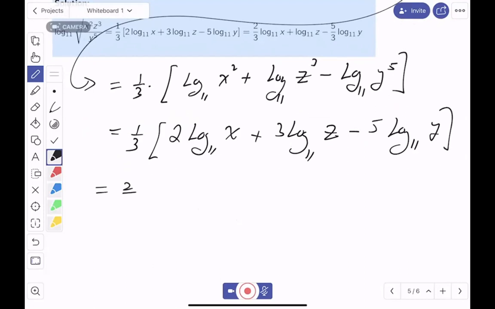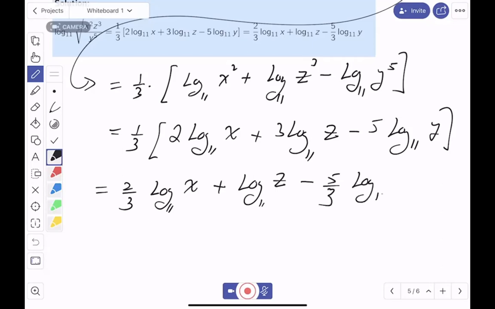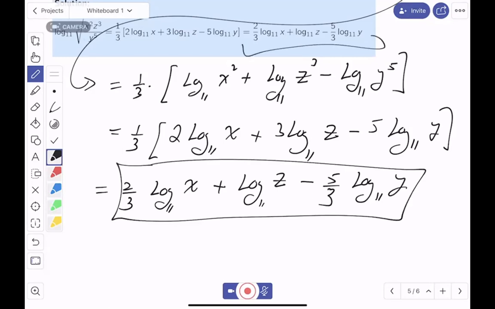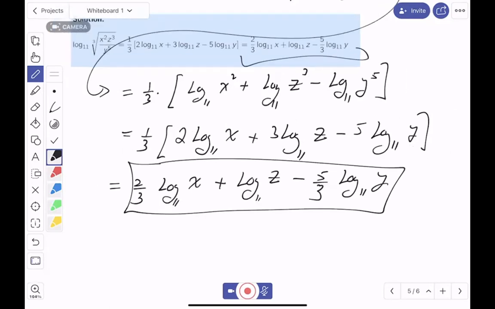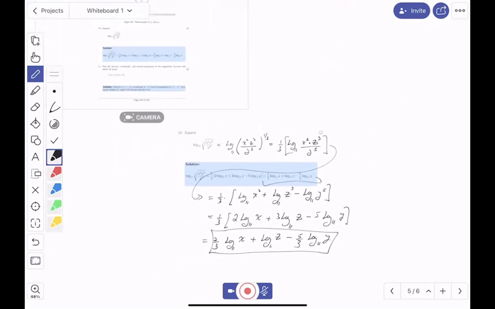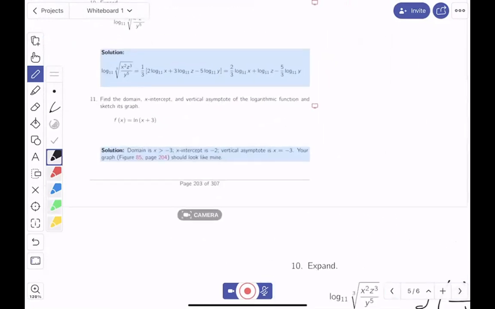What do you get? 2/3 log 11 x. Well, 1/3 times 3 is 1, so you get log 11 z minus 5/3 log 11 y. Put a box on that, completely expanded. Look at the answer key. What are you seeing? 2/3 log base 11 x plus log base 11 z minus 5/3 log base 11 y. All right, let's go to the next one. And that was number 10. We're going to go to number 11 now.